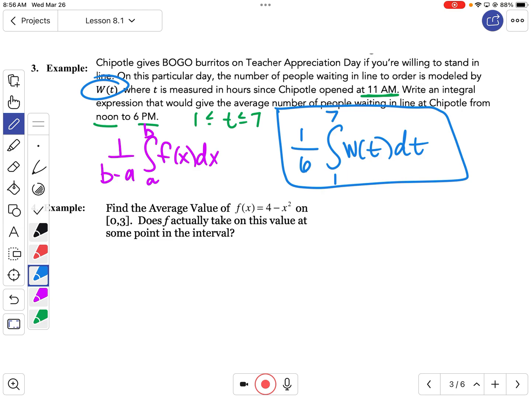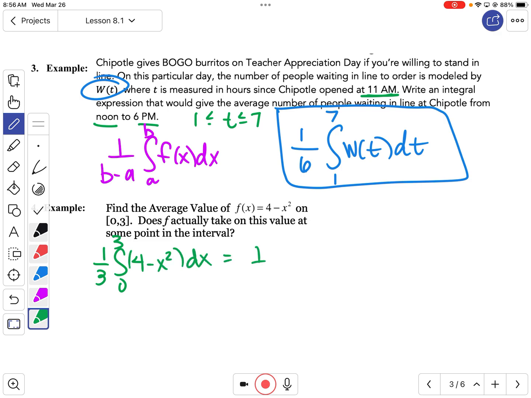Okay, let's look at the next one. It says to find the average value of this function on the interval from 0 to 3. Does f actually take on this value at some point in the interval? So let's walk through that. Let's set up the average value. So what's my fraction in front going to be? 1/3. Integral from 0 to 3 of 4 minus x squared dx.